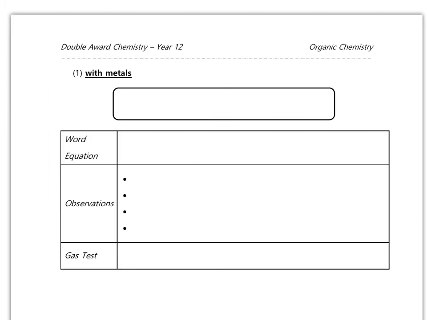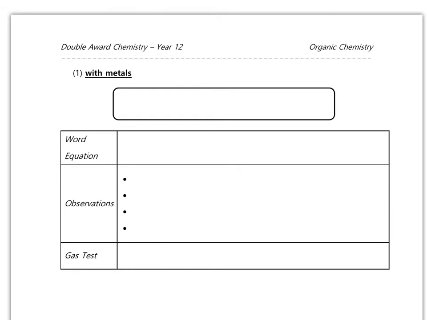So the very last thing we need to do is look at some of these reactions that carboxylic acids will do. And this is absolutely nothing new for you, because we did the reactions of acids last year. We looked at the reaction of acids with metals, with metal oxides or metal hydroxides, with metal carbonates or hydrogen carbonates, and with ammonia. So nothing is new here. We're just applying it to carboxylic acids rather than the likes of sulfuric acid, hydrochloric acid, and so on.